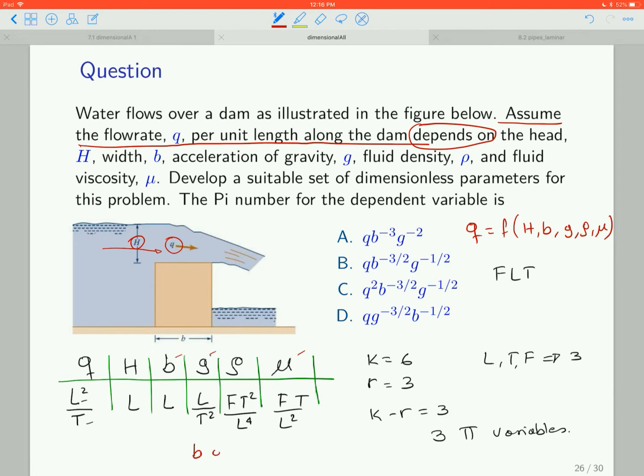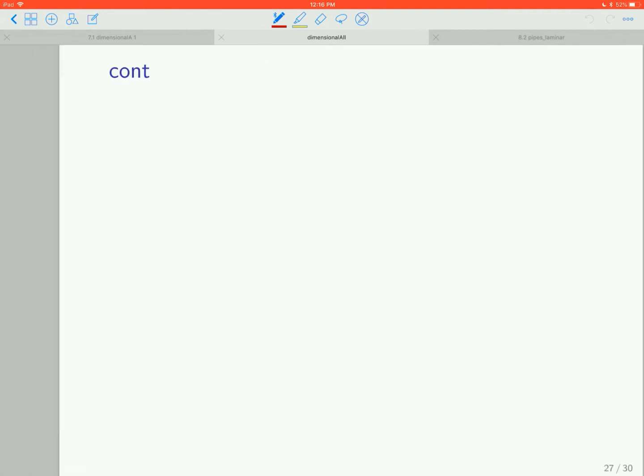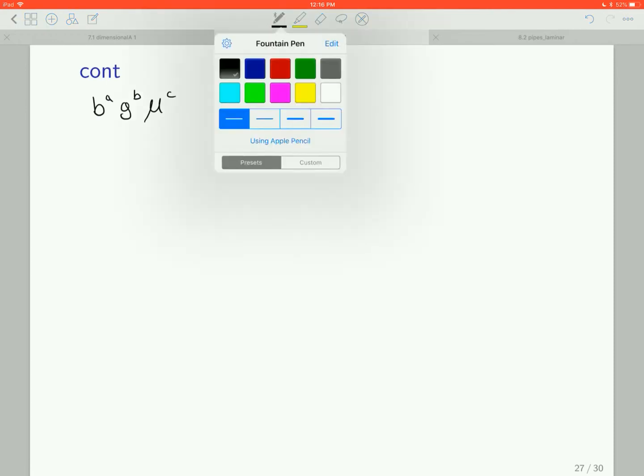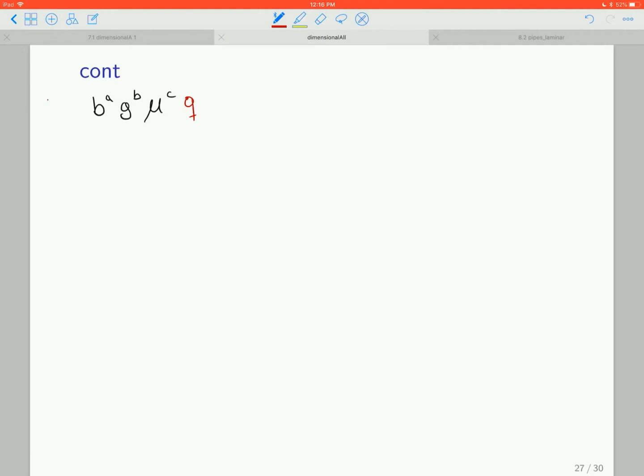Okay, so if we select b, g, and mu as repeating variables, and we are looking for the term associated with the dependent variable, the first pi number, we have to multiply these terms by Q. So we have b to the a, g to the b, mu to the c, multiplied by Q, and that's going to be our first pi number, or in this case the pi number that we are looking for.